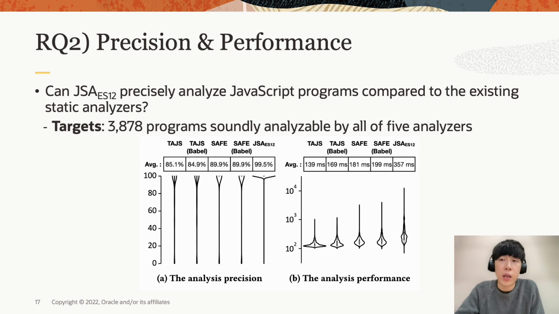Then we compare the analysis precision and performance. For a fair comparison, we measure them only for 3.8 thousand programs, soundly analyzed by all the five analyzers. As a result, the derived analyzer had the most precise analysis result, but it was about twice as slow as existing analyzers.